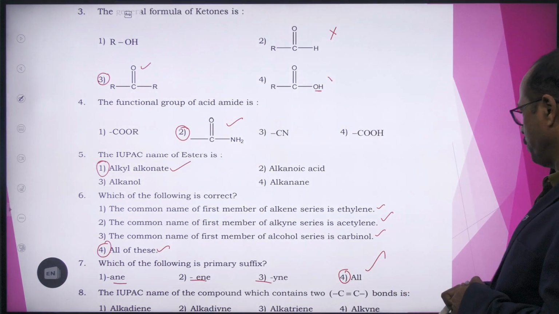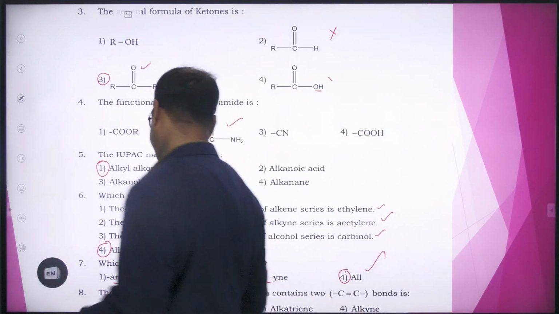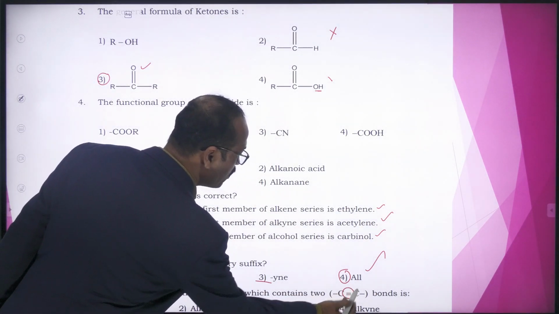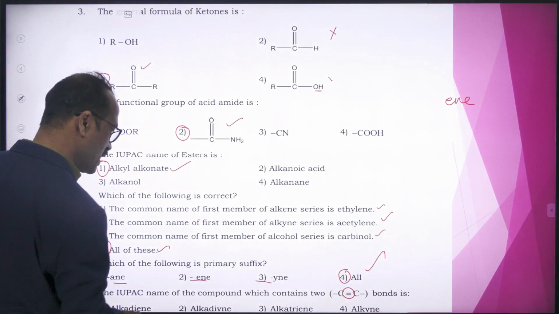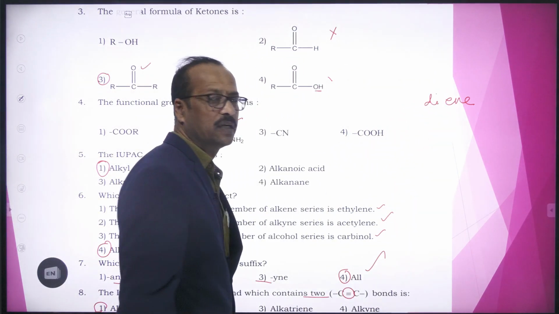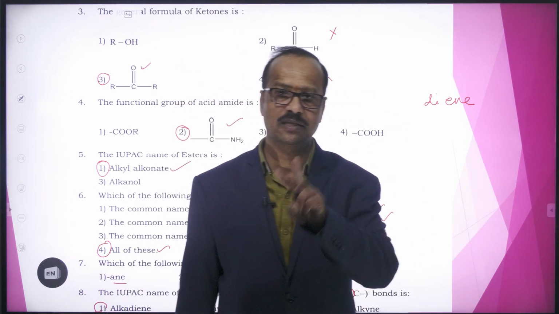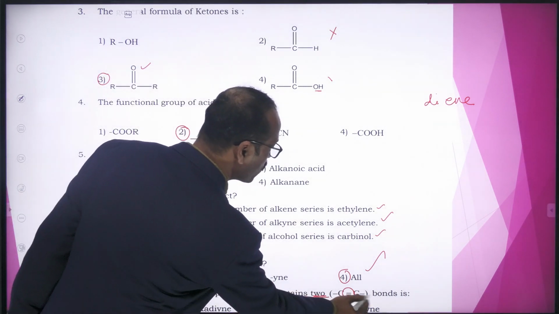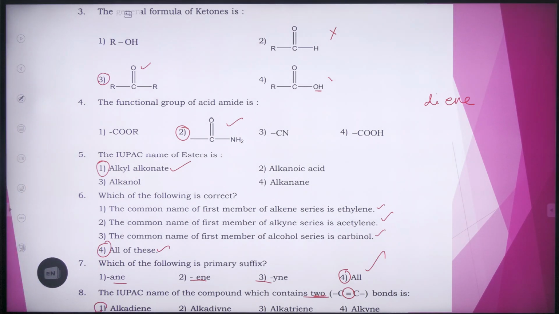IUPAC name of the compound containing two double bond carbons. So that is alkadiene. This is the answer. Double bond means what, we already discussed. One double bond means ene. But how many double bonds are they saying here? Two double bonds. So 2 means what? Di. You already studied carbon dioxide. Meaning is one carbon, two oxygens. Di stands for 2. So here they are asking the IUPAC name of the compound which contains two double bonds. So the first option is the right answer. Clear, students?